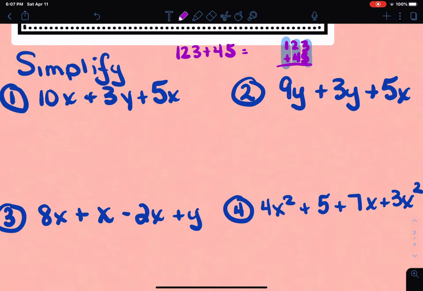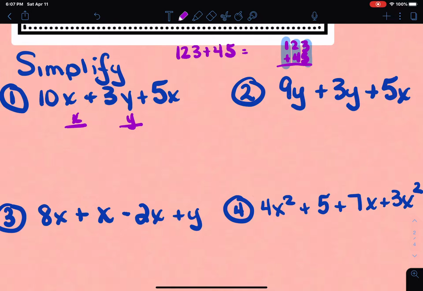So in number 1, it's 10x plus 3y plus 5x. If I look at this, I can see I have a term of x and I have a term of y. So remember, if you have more than one letter or if you have numbers and letters, do the letters, the variables, in alphabetical order. And if you have a number only value, it goes in the very end.